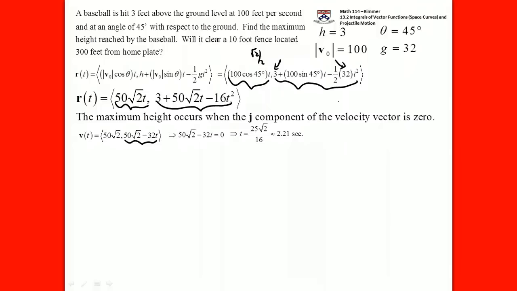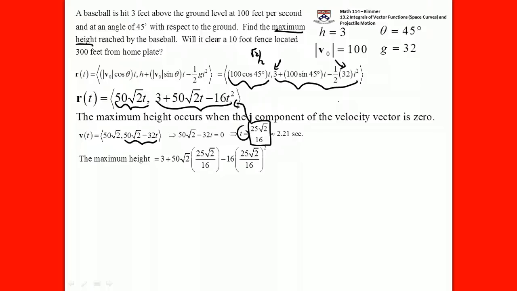But my question says, find the maximum height. Not how long it took to get to that maximum height, but find the maximum height. You know how long it takes, so you take that t, use this version of it, and plug it into position. We don't really need the i component of it. I mean, we could get it. What we want is the y, how high off the ground it is. So we say that's going to be equal to 3.